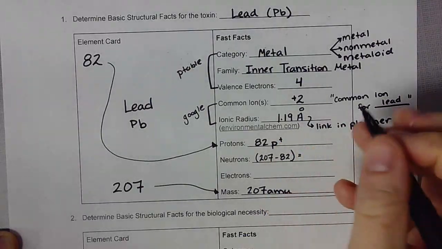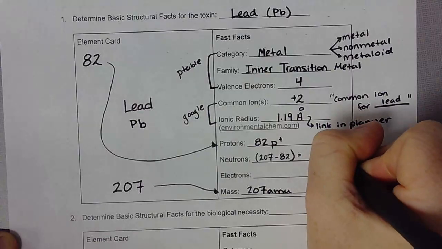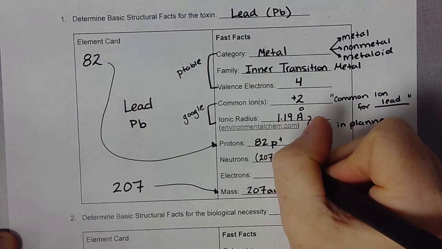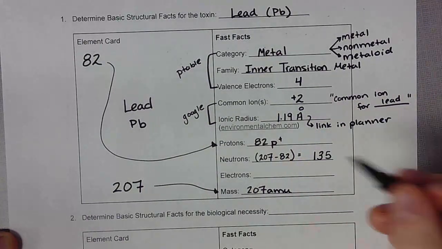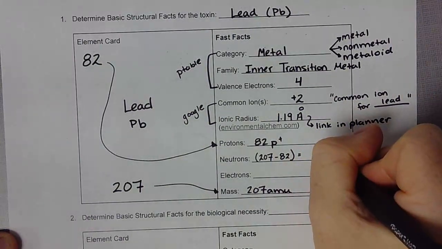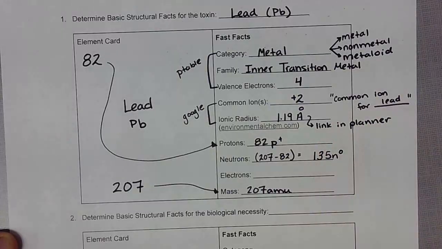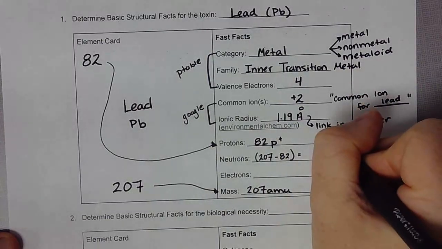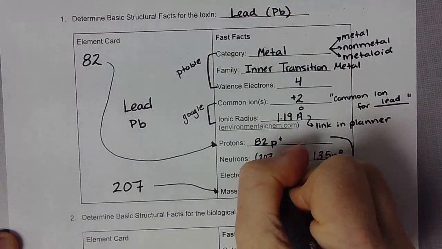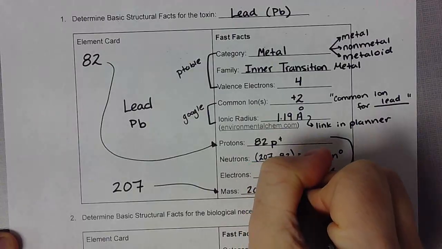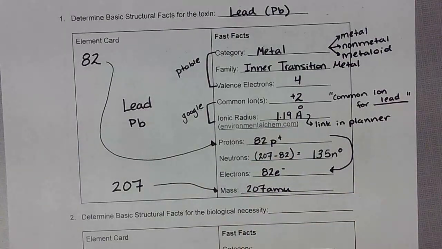Let's see, 7, so that's going to be 5. I had to borrow 8, 9, 10, 11, 3. So 135. Yes, so I would have 135 neutrons. And then lastly, electrons, assuming a neutral atom, are always going to be the same as protons. And we are going to assume a neutral atom.